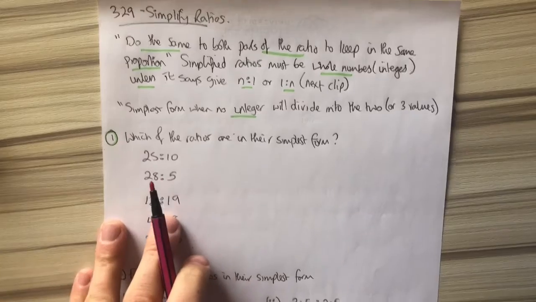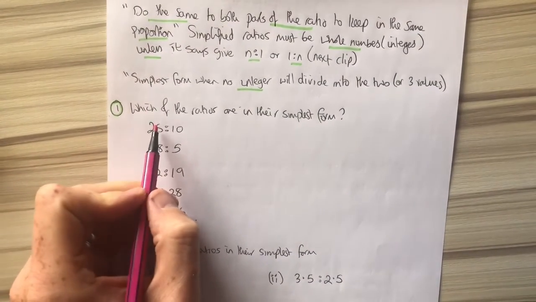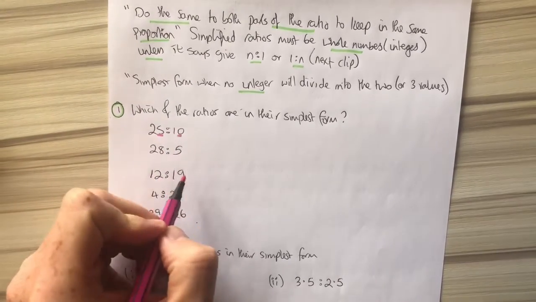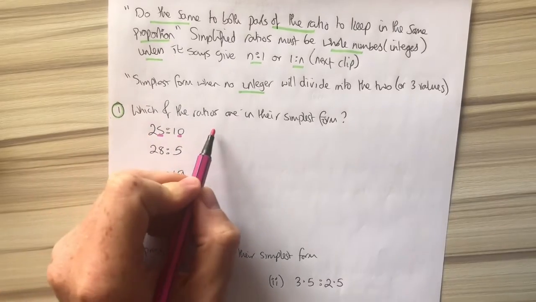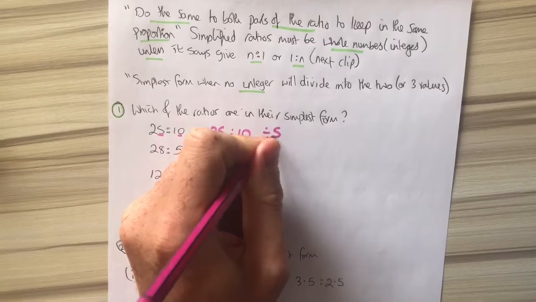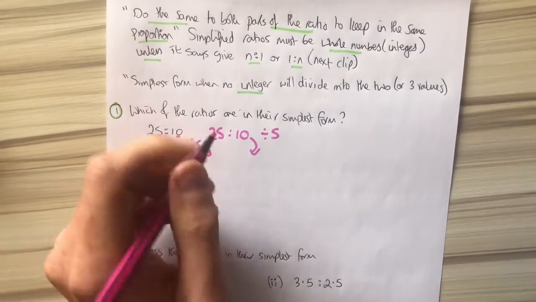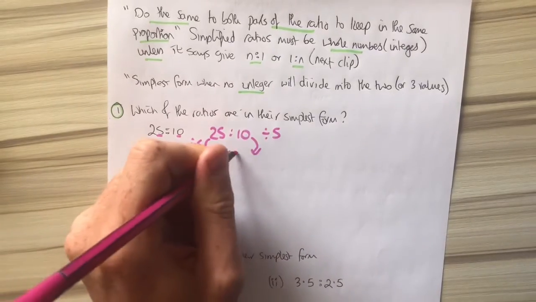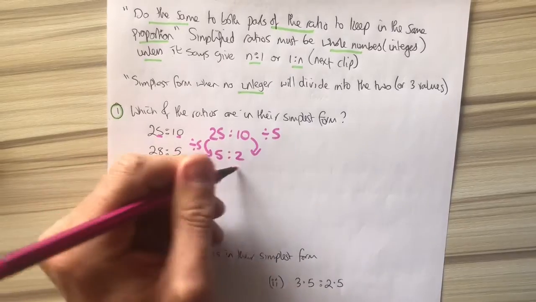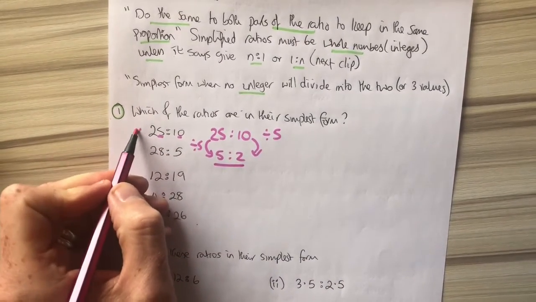Right, question 1. Which of these ratios are in the simplest form? So you're looking for, can you find an integer that goes into both of them? Well, you should know if it's got 5 or 0 on the end, that means 5 goes in. So if I take 25 to 10 and divide both the numbers by 5, I will get 5 and I get 2. Does anything else go into 5 and 2? There's nothing else, so that's the final answer. So that's not the simplest form.